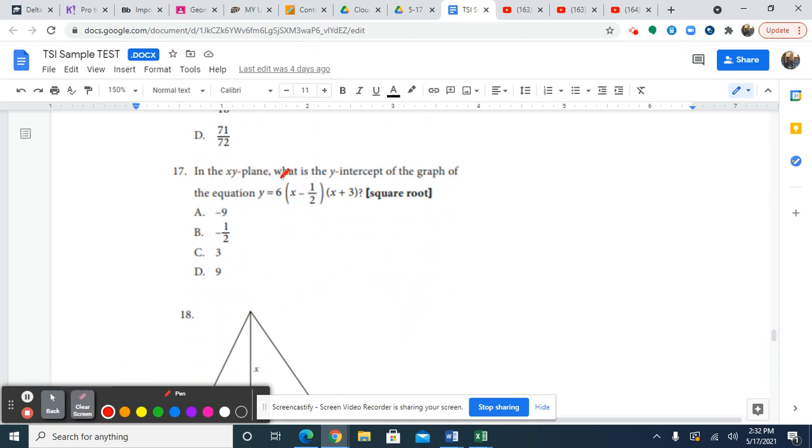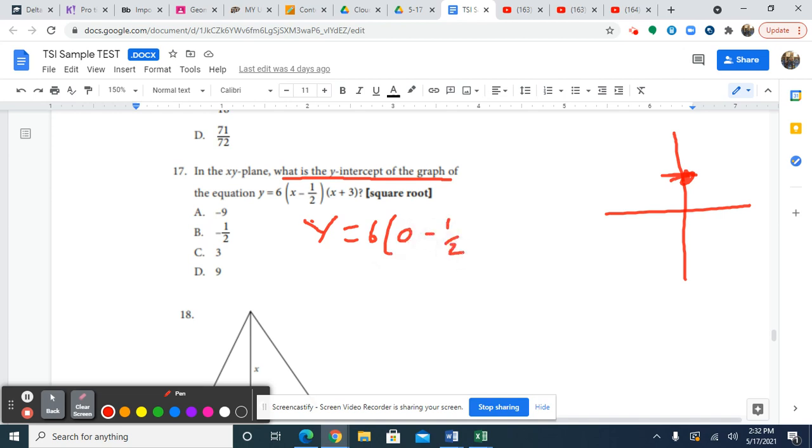In the xy plane, what is the y-intercept of the graph? To find the y-intercept, if we're thinking about a graph, we would have an x value of 0, and then y is going to be equal to something. So in this situation, let's just go ahead and replace x with 0.